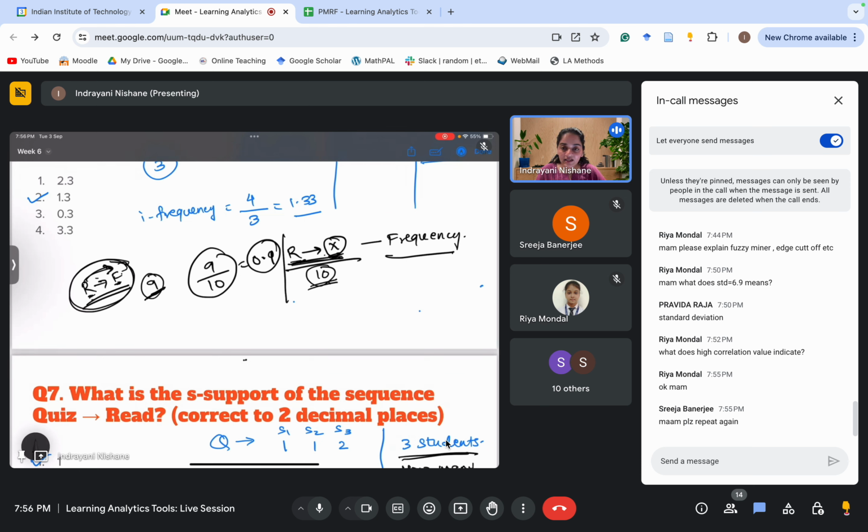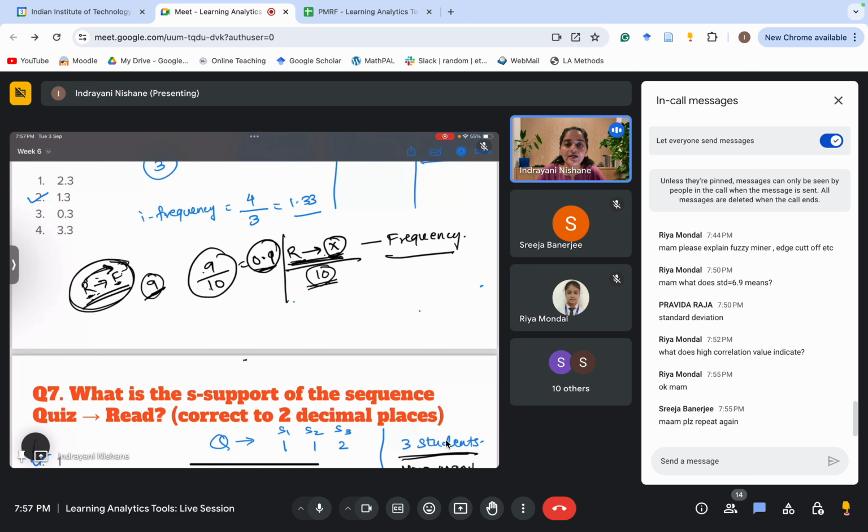It is occurring 9 out of 10 times, right? So 9 divided by 10, which is 0.9. So 0.9 is a very high probability value, right? The highest probability could be 1, and this is 0.9. So that means read and forum are highly correlated.